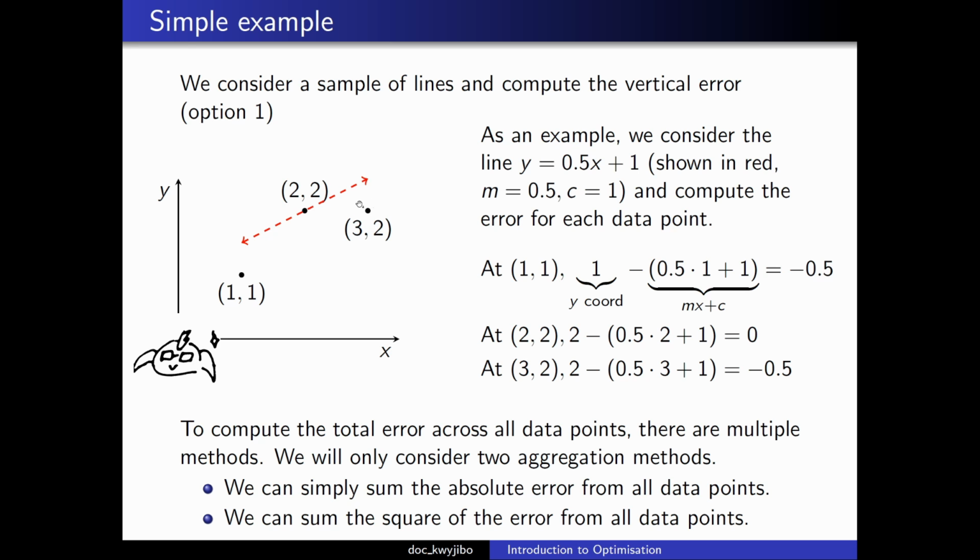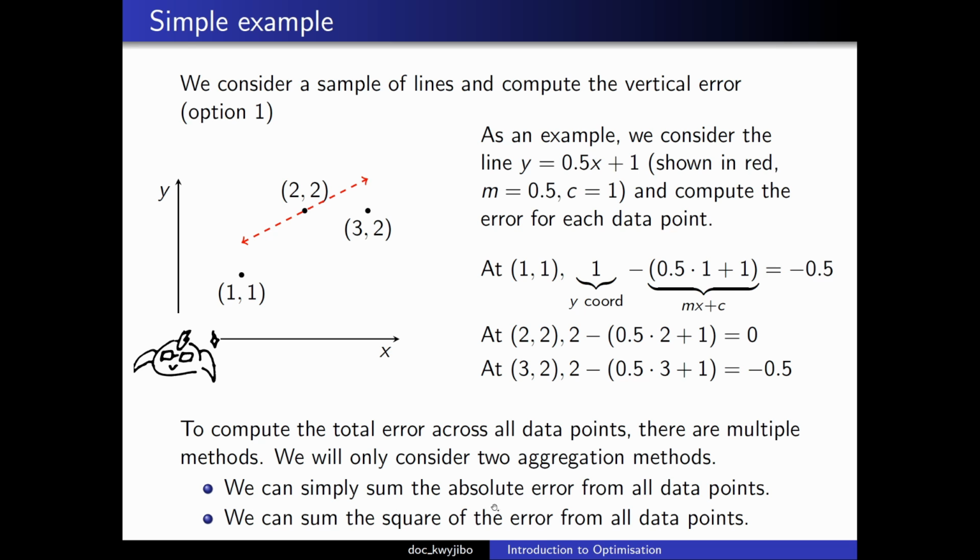And also at the point 3, 2, we can do the same thing. Our y value of 2 minus the m is 0.5 times 3, our x value plus 1, we get negative 0.5 again. So now we've got these 3 different errors for all 3 points. How do we combine them in some way? Well, there are, again, many ways you can do this. I'm just going to list out 2.